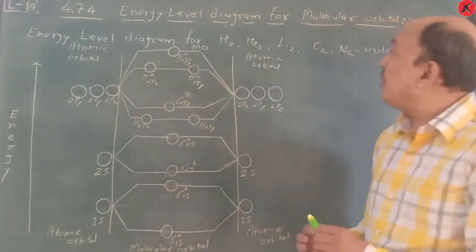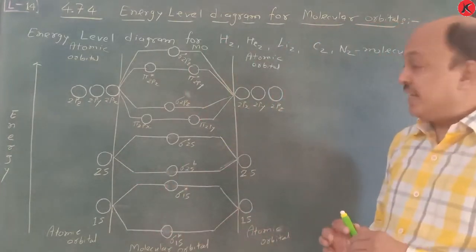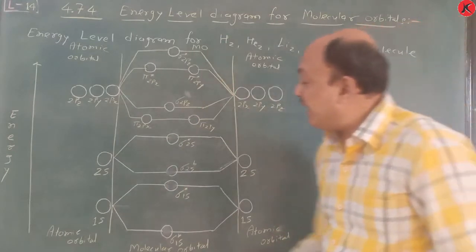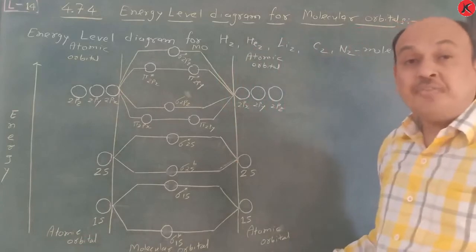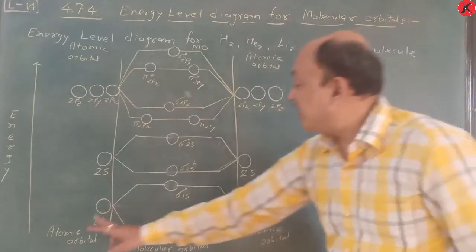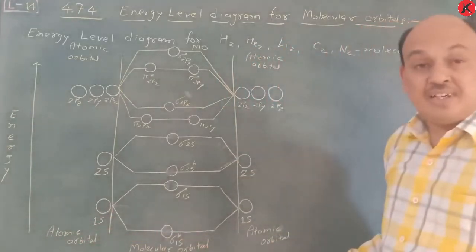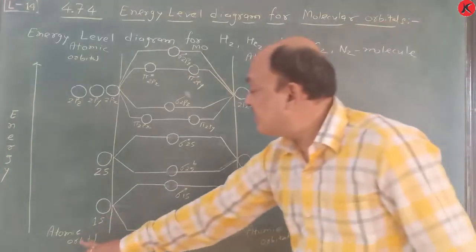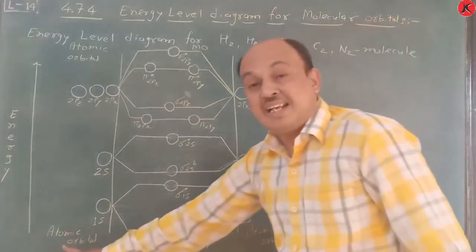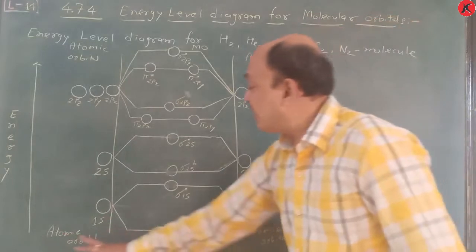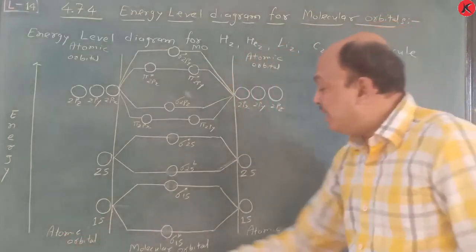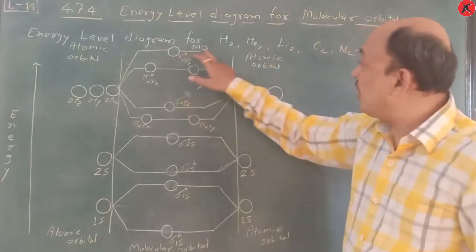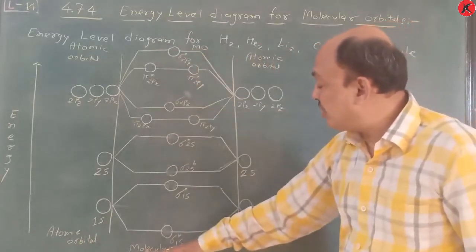Now, if you want to draw any energy level diagram, or molecular orbital diagram, you have to write atomic orbitals here on one side and atomic orbitals of the other atom on the other side. Suppose hydrogen is there, write hydrogen; suppose He is there, He; suppose Li, Li; suppose carbon, carbon; suppose nitrogen, nitrogen. And in the middle is the molecular orbital.